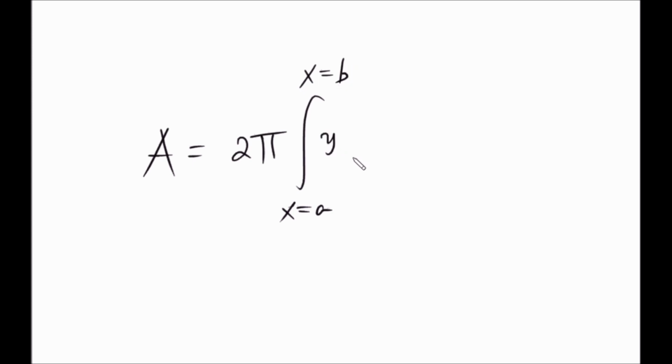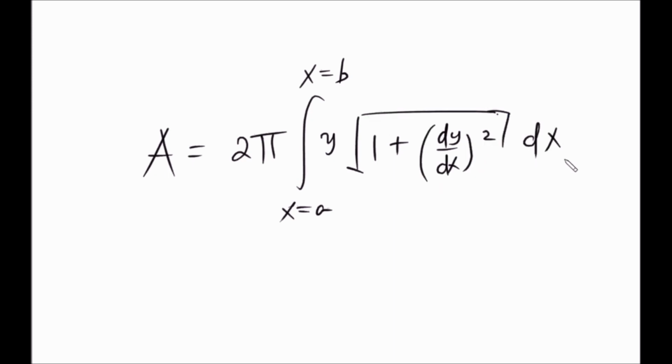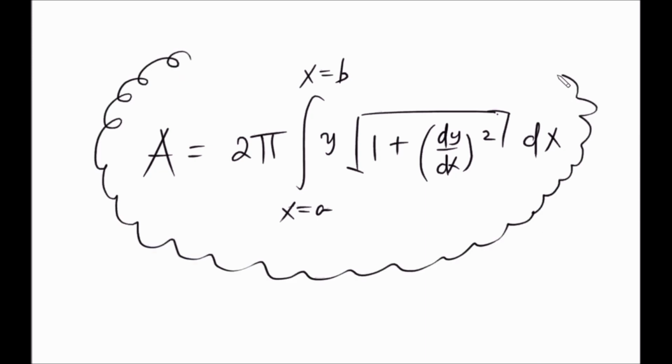Let me conclude now. Finally, the area of the surface of revolution is 2 pi times the integral from x equals to a to x equals to b of y times the square root of 1 plus dy dx squared, with respect to x. So to find the area of a surface of revolution, that is its formula. See you in the next tutorial where we are going to use this formula to solve some examples.